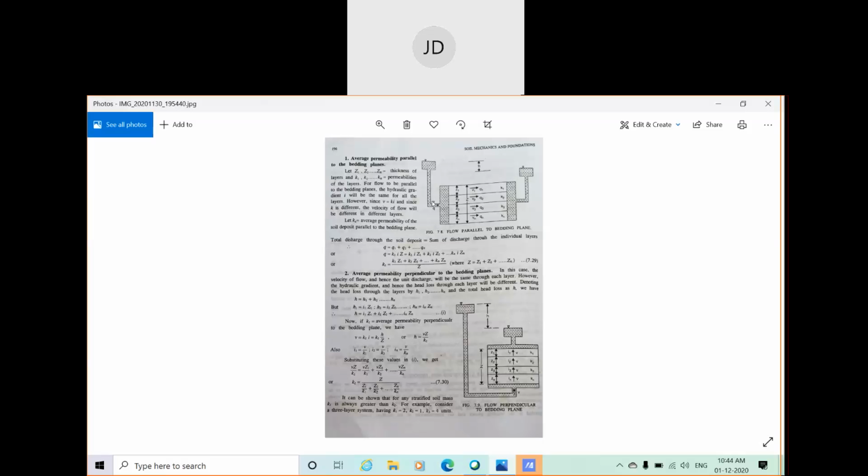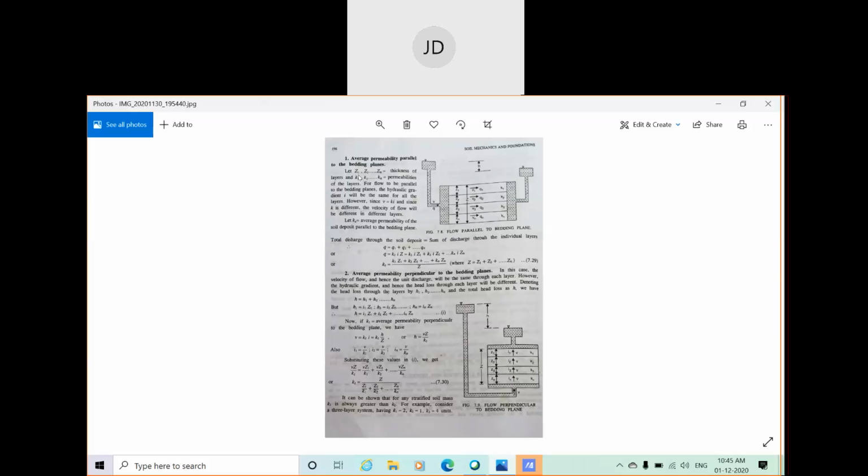Here you can see the bedding plane is in this direction and flow is also in the same direction. So we can say the flow of water is parallel to the bedding plane. And the velocity at the instant of entry is v, small v. What is small v? It is the velocity of the flowing water.